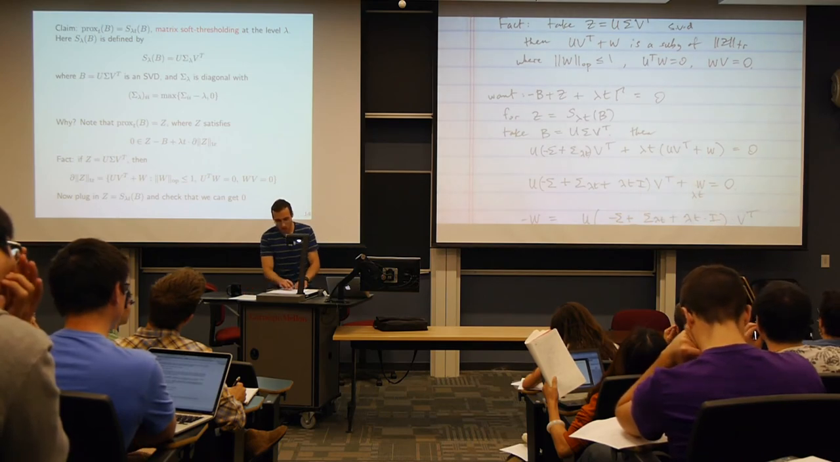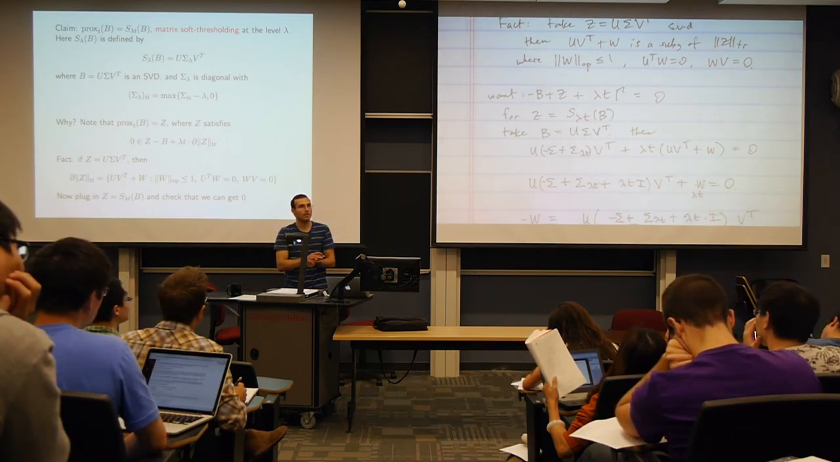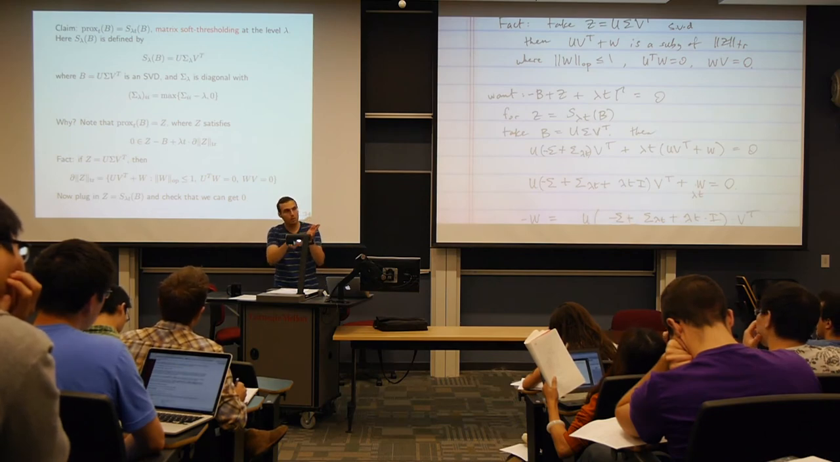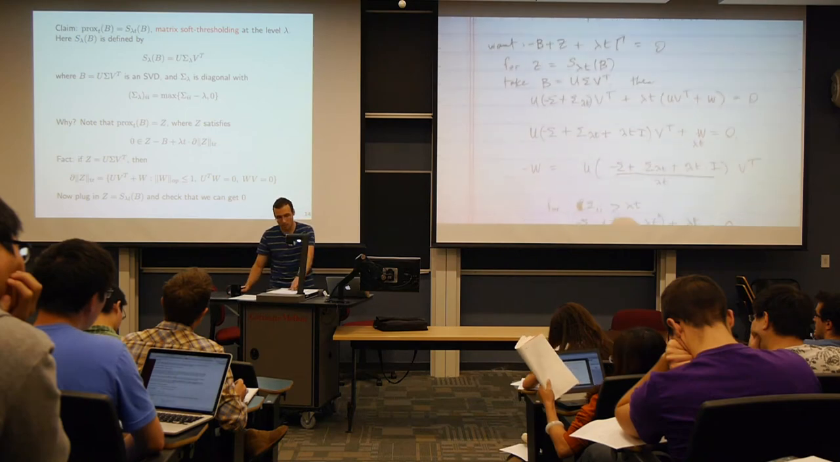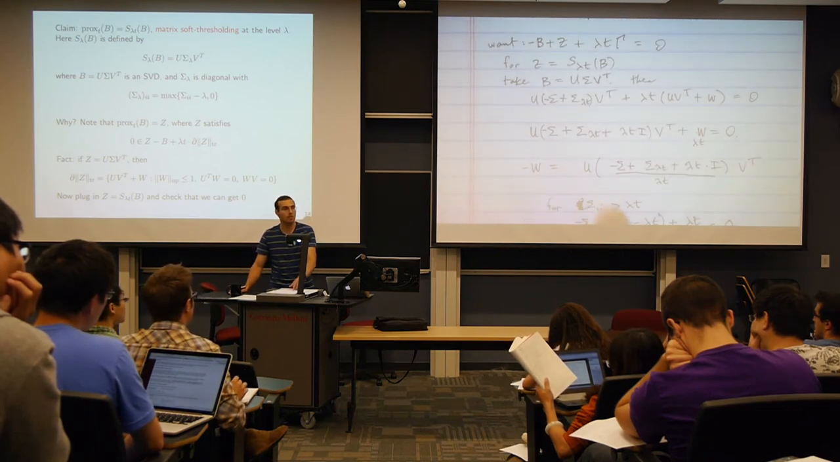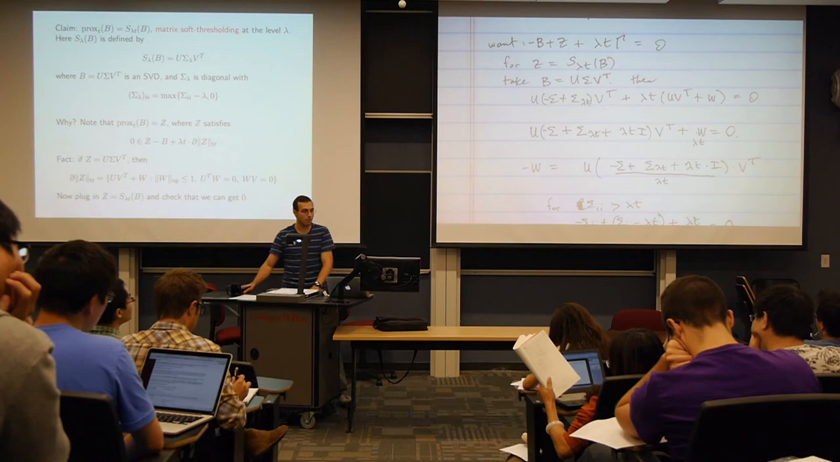This thing we just saw is 0 on the diagonal entries, here are 0 on the parts for which sigma i was bigger than lambda t. That kind of already by construction makes this orthogonal. You can see that.